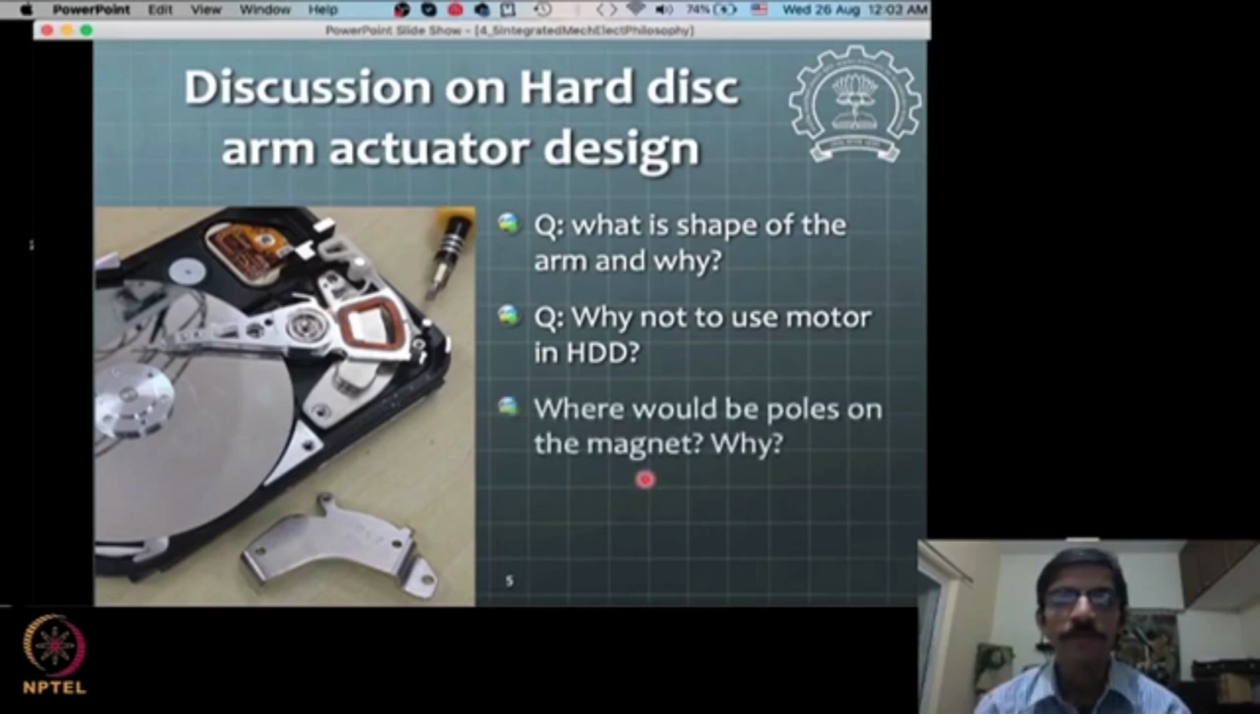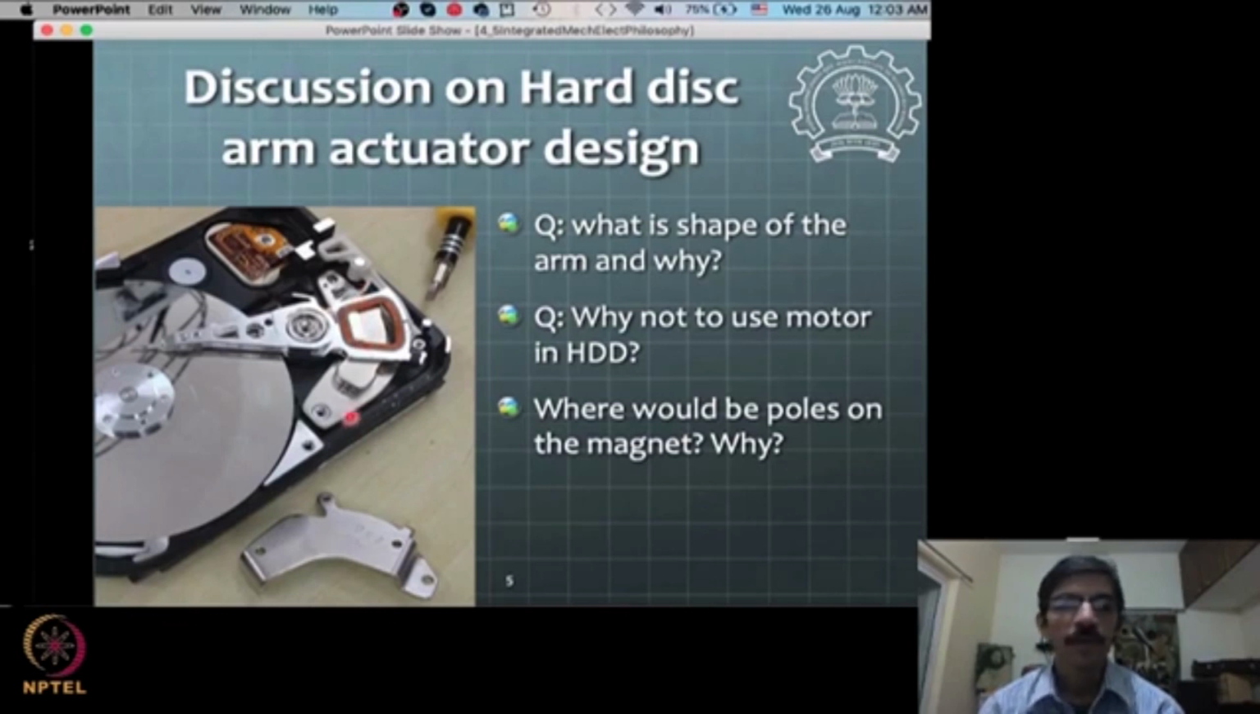Yeah, this is another thing that we talked about just now. Where are the poles on the magnet, and why are they at those places? One south pole will be here and one north pole will be here, because we want this coil to always see a field which is opposite to the field that this coil will be seeing, so that the total force on the coil produced by the Lorentz force will be in one direction and will not be opposing each other.